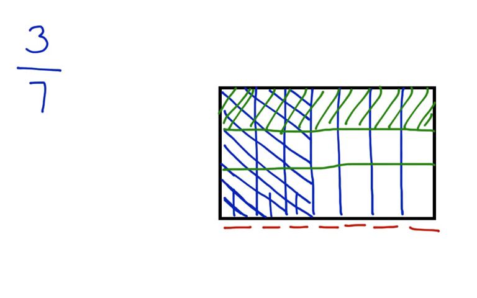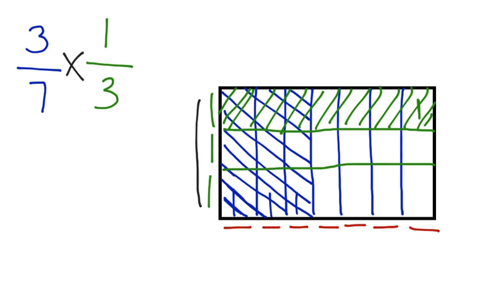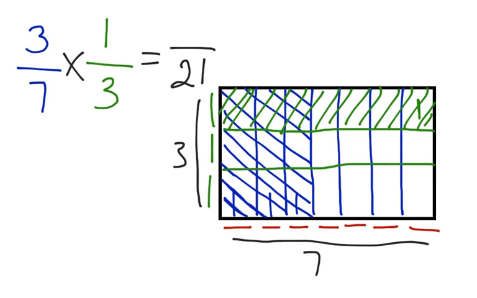So now I'm going to look at the green. And when I look at green, I have that separated into 1, 2, 3 equal pieces. That's my denominator there. Now how many of those are shaded in? It looks like just this first one is. So my numerator for green is 1. So it looks like I'm multiplying 3/7 times 1/3. Now, to get my final answer, I need to see how many of those pieces I have total now. It looks like I've got a 3 by 7 grid. So my denominator is 21. I've got 21 pieces now.